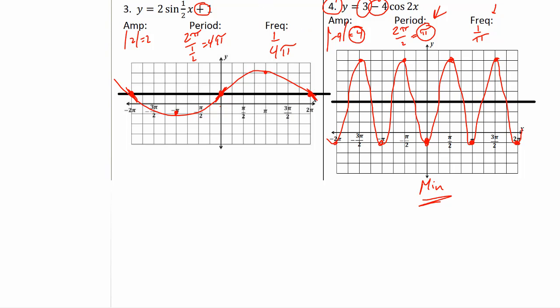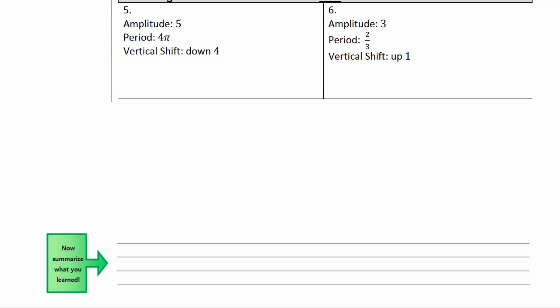Let's get on to some other examples here. All right, I kind of cut off the thing there. Let me see if I can get back up there.